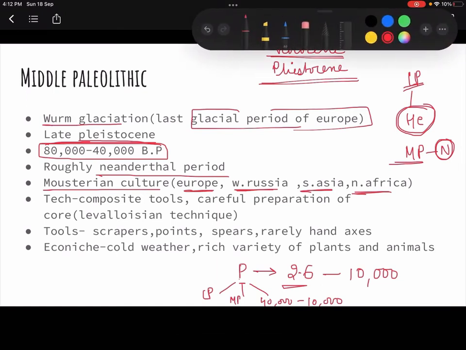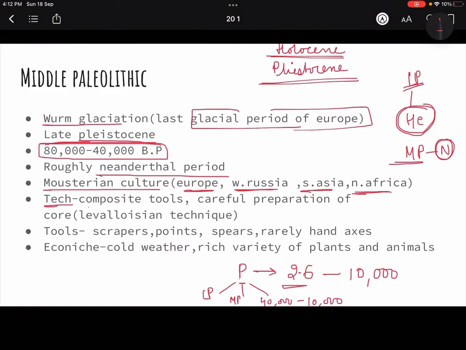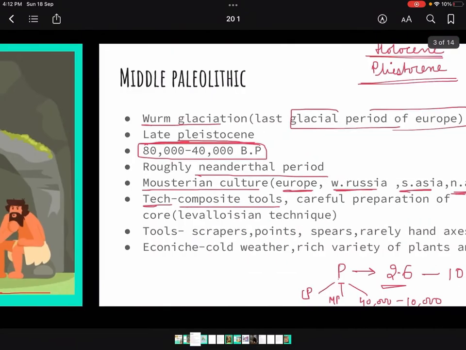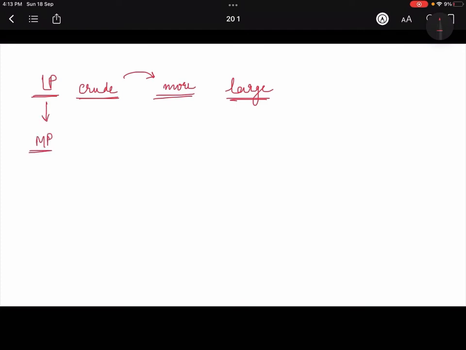So the technology that they were using was more composite tools. Now you need to understand what we mean by composite tools. In Lower Paleolithic, we had seen a transition from crude tools that were mostly present in the environment to some kind of workmanship, to make them more specialized. They were still more or less large crude tools, but we had seen some sophistication. So in transitioning from Lower Paleolithic to Middle Paleolithic, the tools had become more composite.